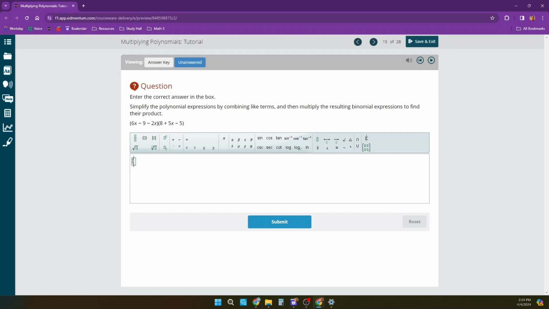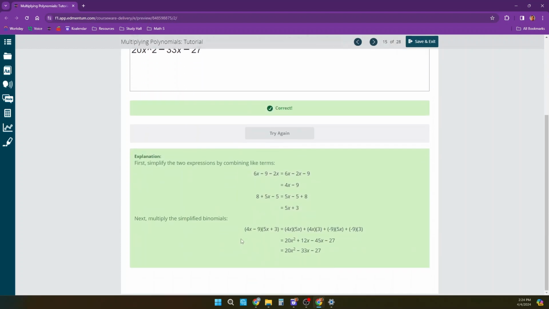So that is going to be 20x squared minus 33x minus 27. And we should be good to go. Perfection.